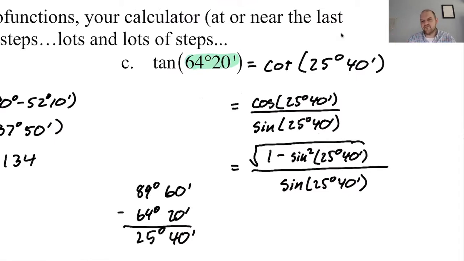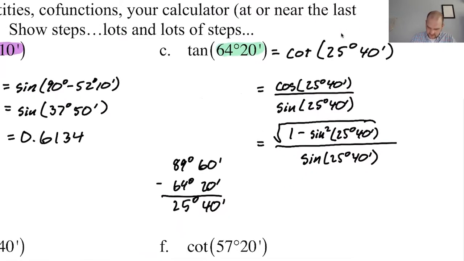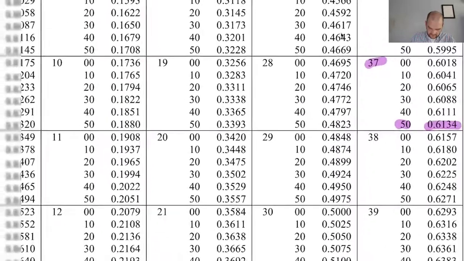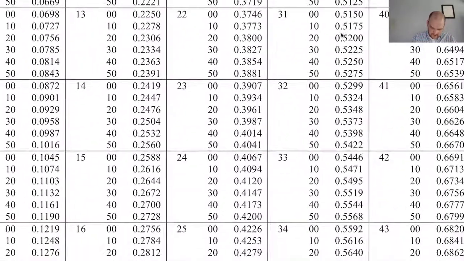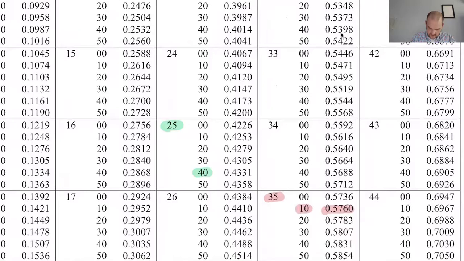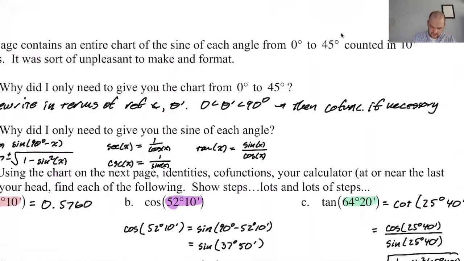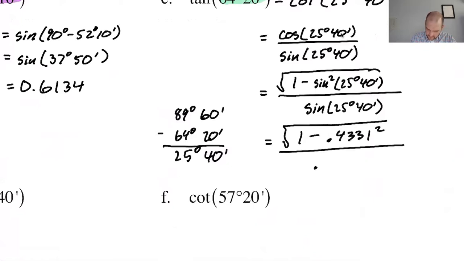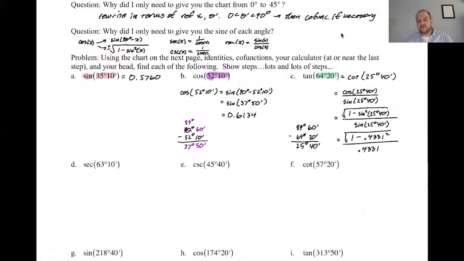You probably need a five-function calculator for this because you need a square root. But let's look it up. Sine 25°40′, I'm going to bounce way down. 25°40′ is going to be 0.4331. So this will be the square root of 1 minus 0.4331 squared over 0.4331. Okay, and I'm just going to leave it like that because nobody's doing that by hand.